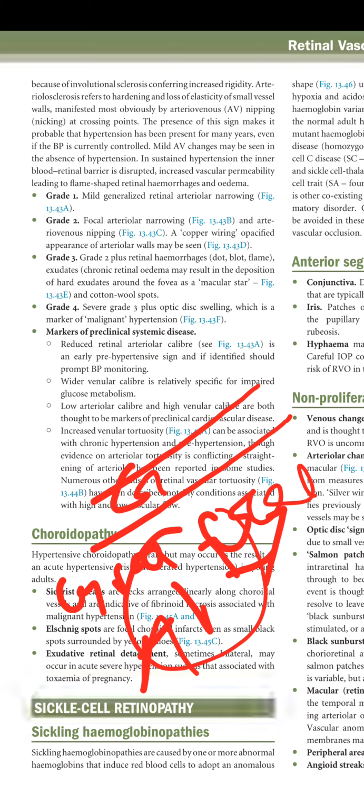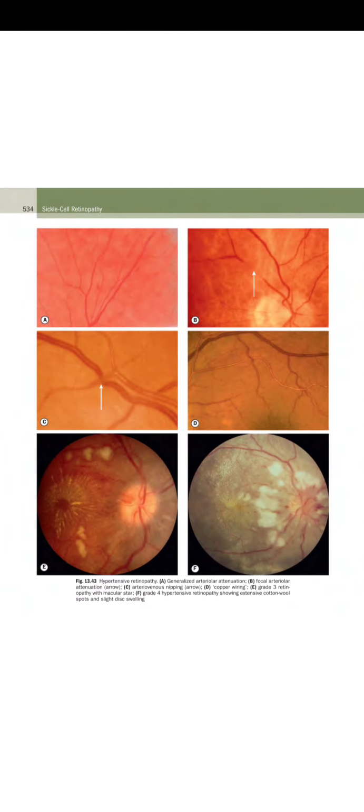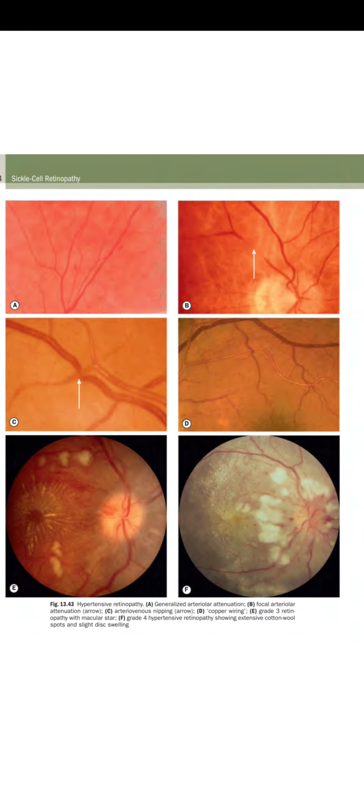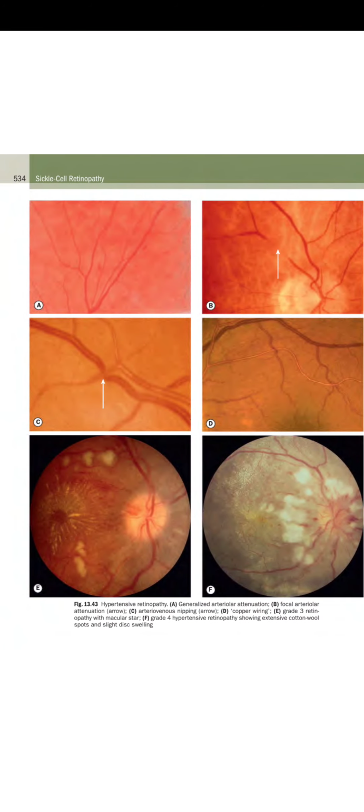Copper wiring can also be seen, which is basically the opacification of the arteriolar walls. Let's see figure 13.43. A is showing us a generalized arteriolar narrowing. B is showing a focal arteriolar narrowing. This is showing AV nipping, arteriovenous nipping, and D is showing us copper wiring. So you can see that it's like a copper wire has been laid in the retina.